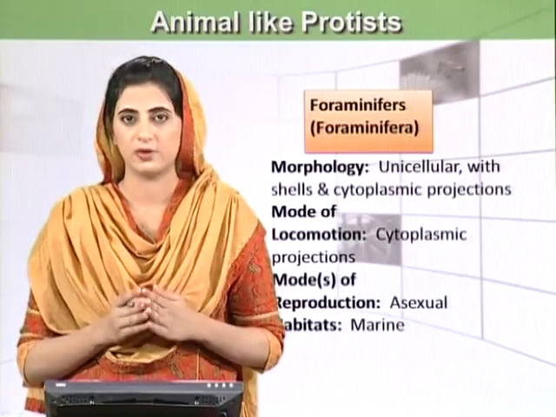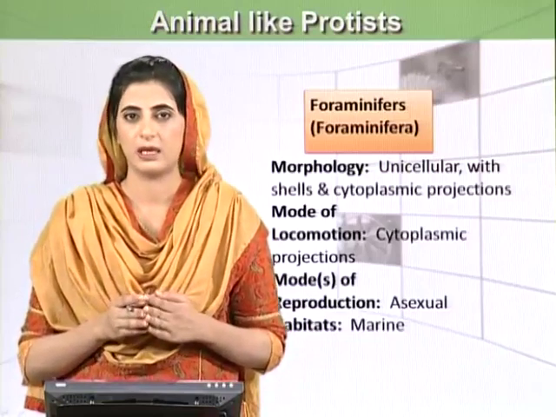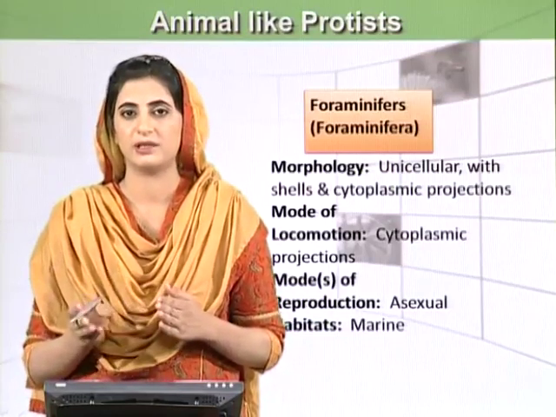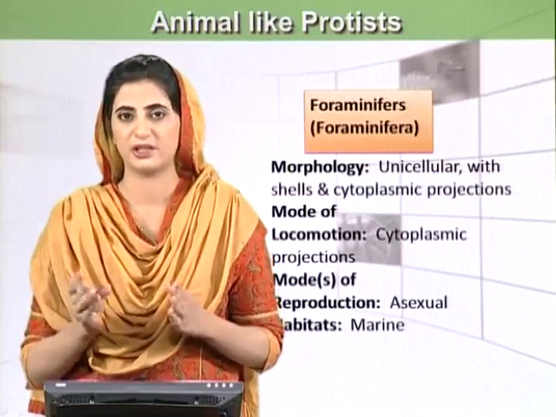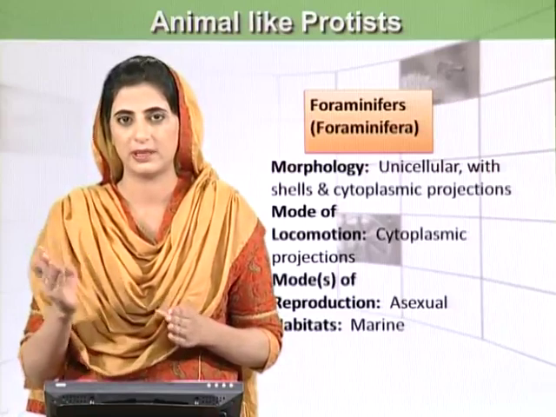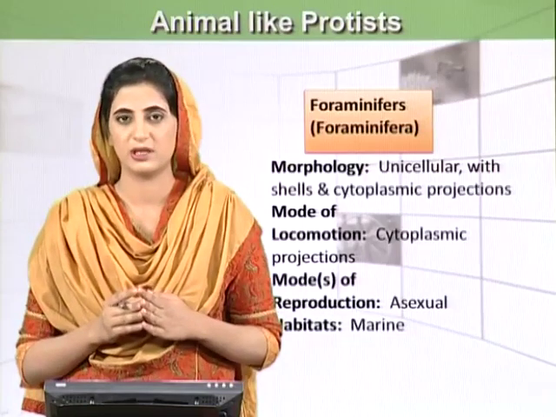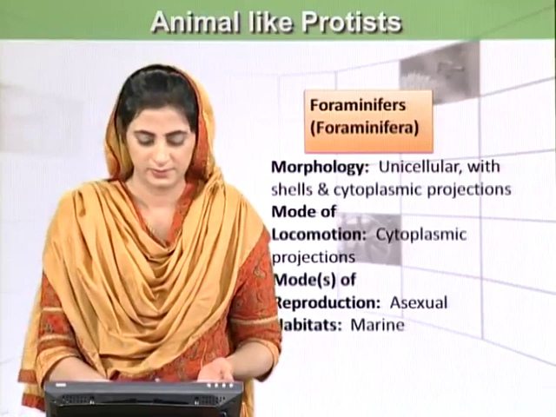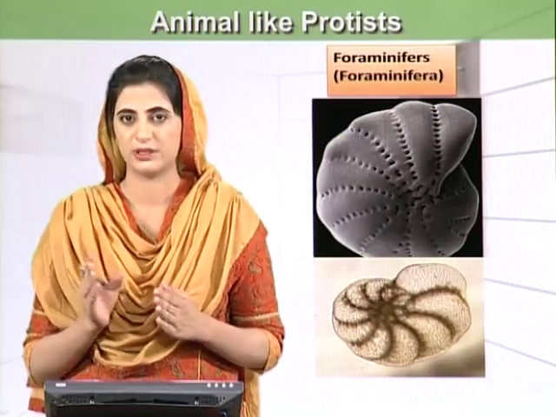The next group is foraminifers, and they are unicellular and have shells made up of calcium, and they have cytoplasmic projections which are also used for movement. In addition, if any prey comes, to entangle and catch it, the shells have pores, and from there these cytoplasmic extensions extend out and engulf the prey. About their mode of reproduction, they reproduce by asexual means and they are mostly marine in habitat. You can see here the shell of a foraminifer with the pores in it.